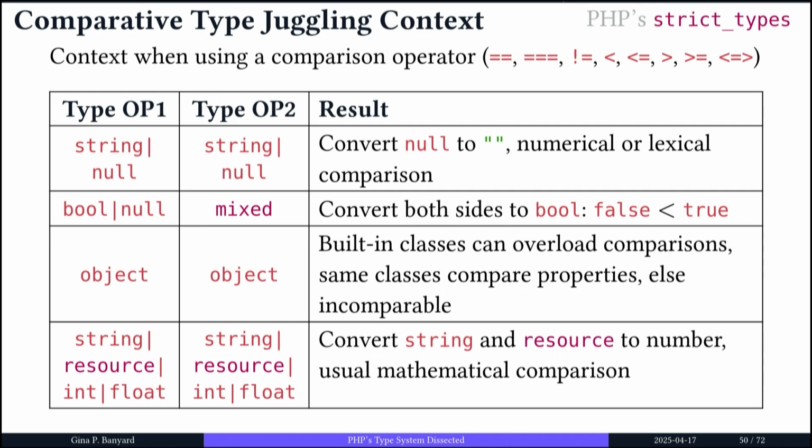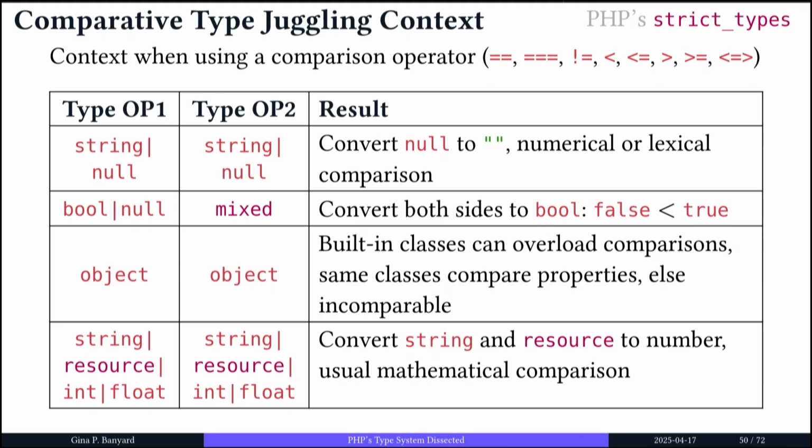Comparisons are a massive mess. This is only the first bit of the table. This exists in the PHP documentation, and it explains how the different operands of the comparison operator behave and what they do. If you look at the first thing and in which order they are checked: if you have a string and null, it converts null to the empty string and then does a numerical or lexical comparison. If you have a boolean with anything else, it converts both sides to a bool, and then false is less than true.